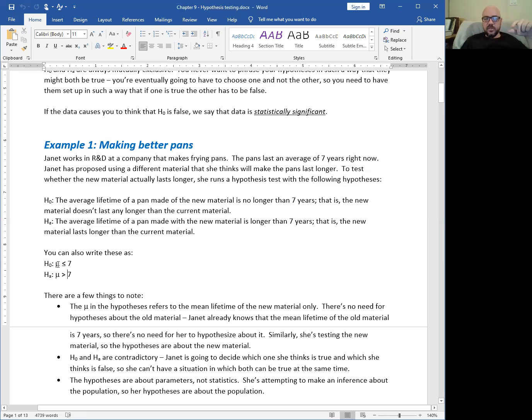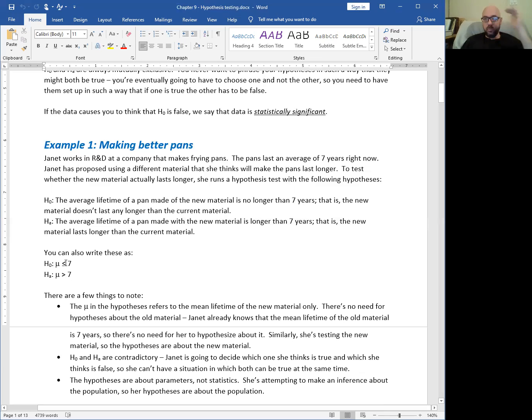Another thing that's easy to mess up is that this mu and this mu are both referring to the same population mean, and they're both about the new material. It's very easy to think that, oh, this one's about the new material and that one's about the old material. No, not at all. They have to be about the same thing, and they have to be contradictory, because we can't have a case where, like, the new material lasts longer than 7 years, but the old material is less than or equal to 7 years, because those two things can both be true, right? And we can't have that.